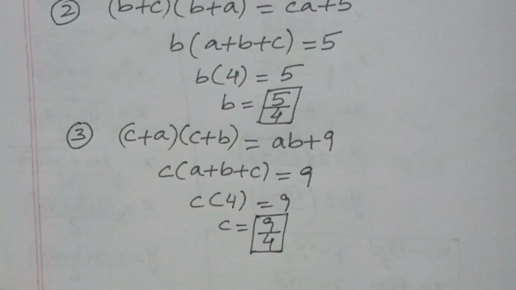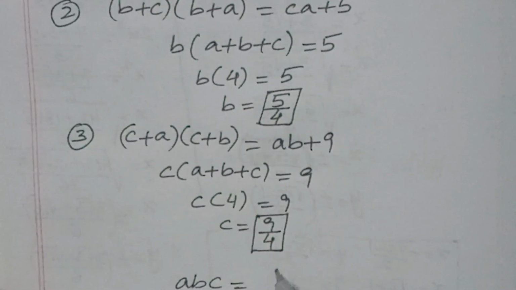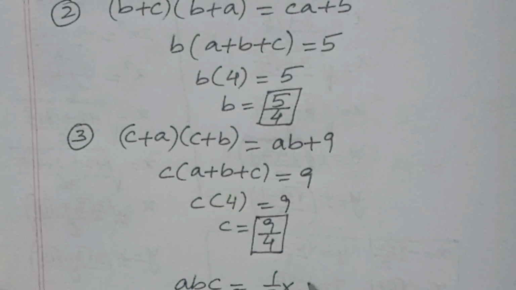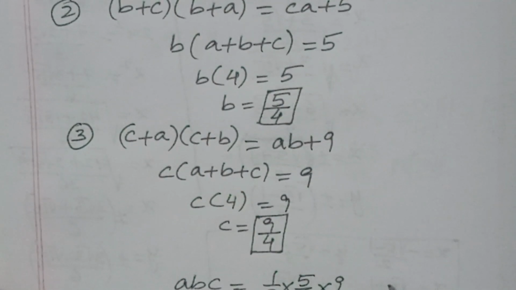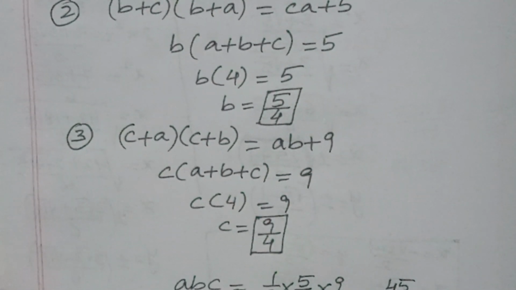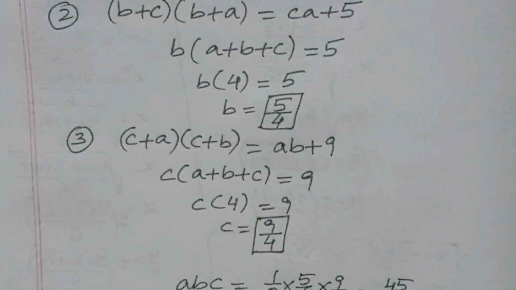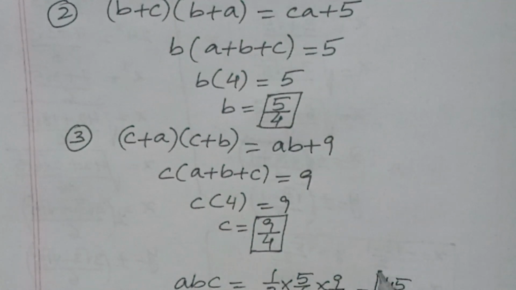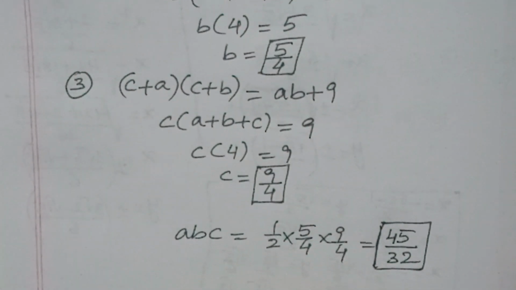Now what is required? He is asking to find the value of A into B into C. A value 1 by 2, B value 5 by 4, C value 9 by 4, so here we are getting 45 by 32. So this is the required answer, 45 by 32.